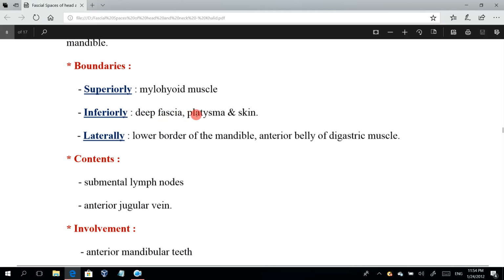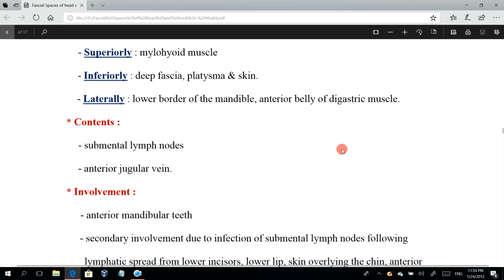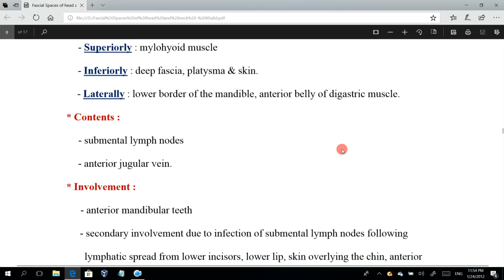Inferiorly, the fascia, platysma, and the skin. Laterally, lower border of the mandible and anterior belly of the digastric muscle. All of you know this anatomy. What are the contents of the submental space? We have the submental lymph nodes, and also the anterior jugular vein.